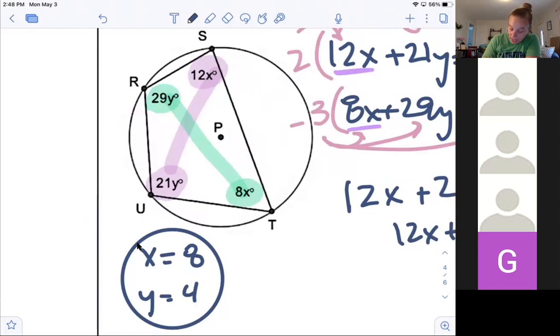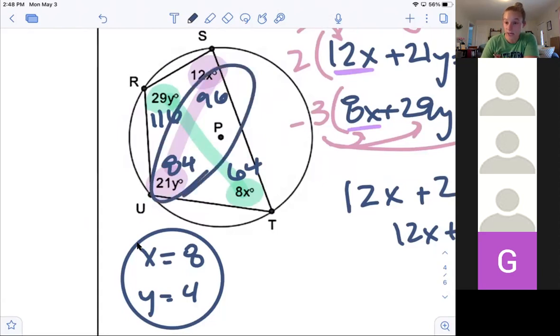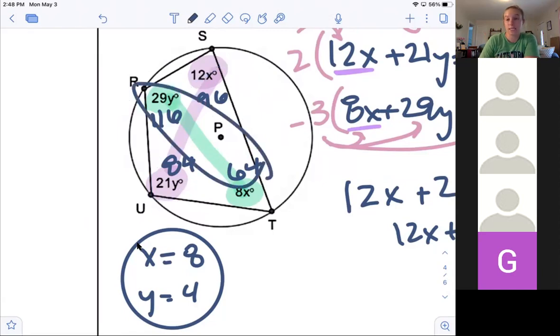So first when I see 8x, 8 times 8 is 64. Then I see 12x, 12 times 8 is 96. Then I see 29y, 29 times 4 is 116. And then I see 21y, and 21 times 4 is 84. Again, if you want to check your work, you can see that 84 plus 96 is 180. It is. And then you can also see if 116 and 64 is 180, which it also is.